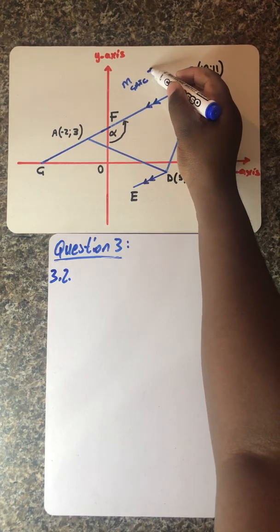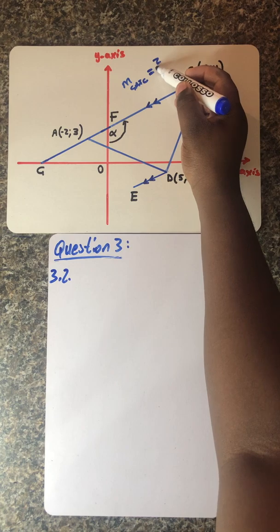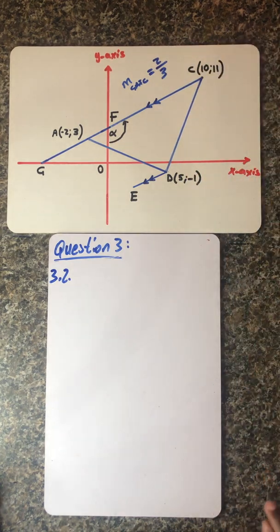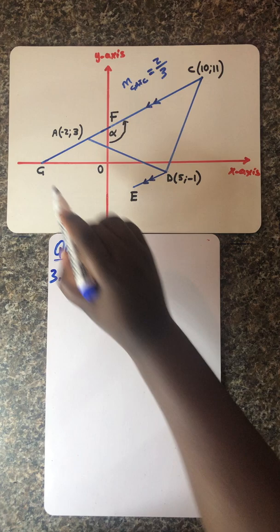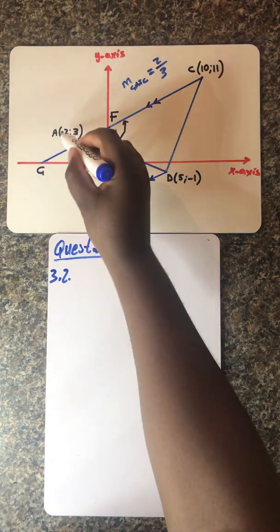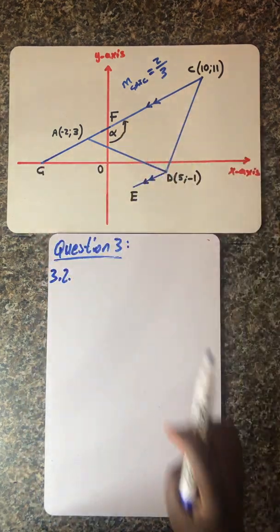And C, it's equal to 2 over 3. Okay, so ladies and gentlemen, this is just in case we've got a question where we might need to refer to the gradient of that line G, A, F, and C. In short, it means G, A, F, and C are collinear points.